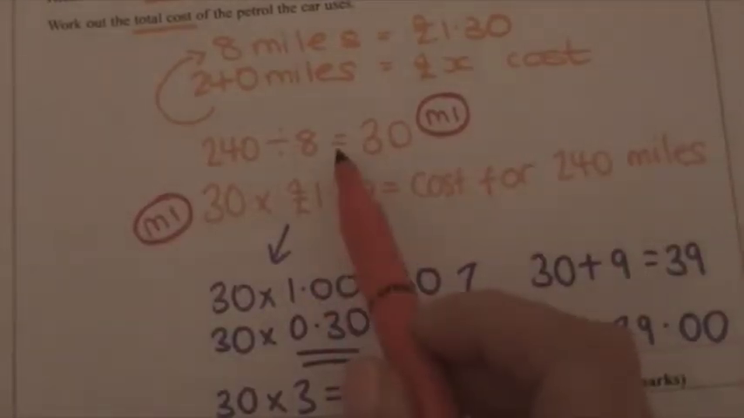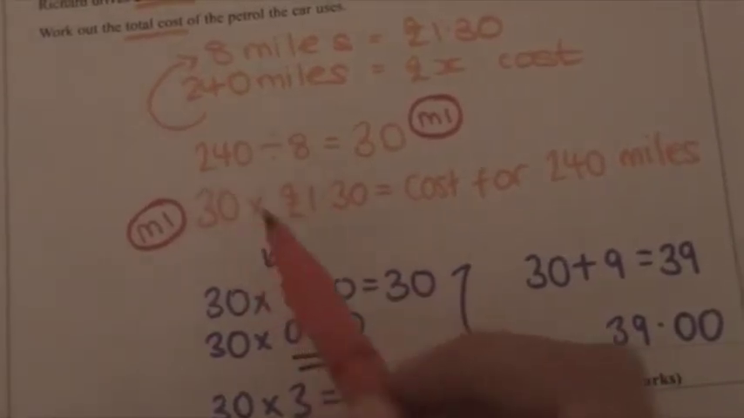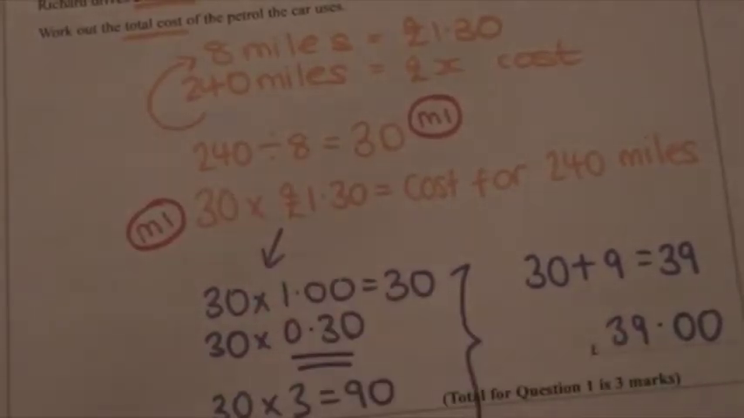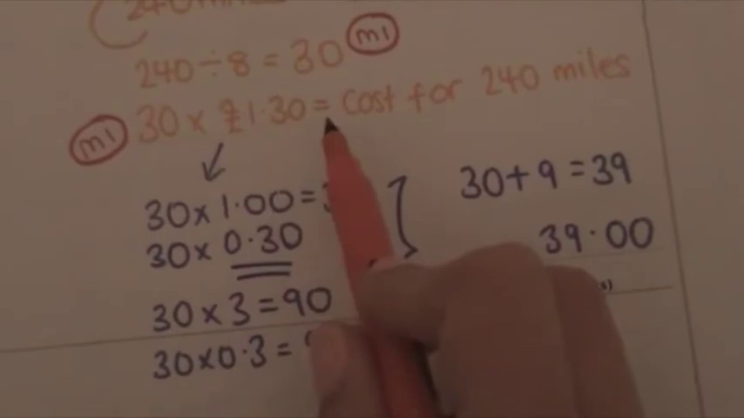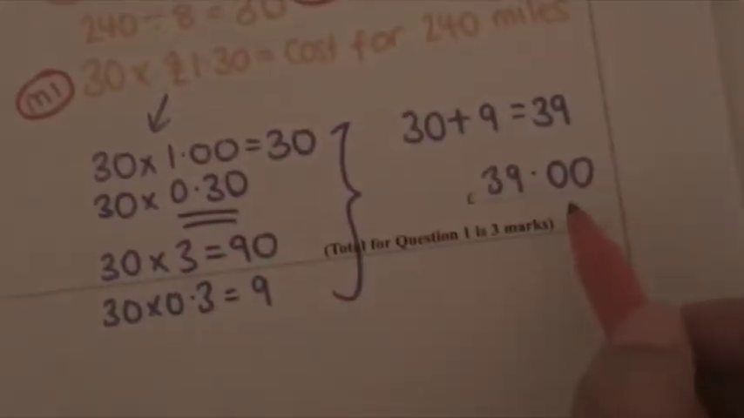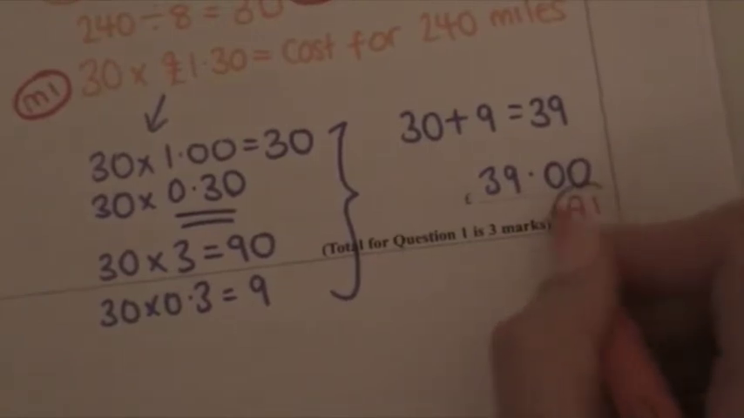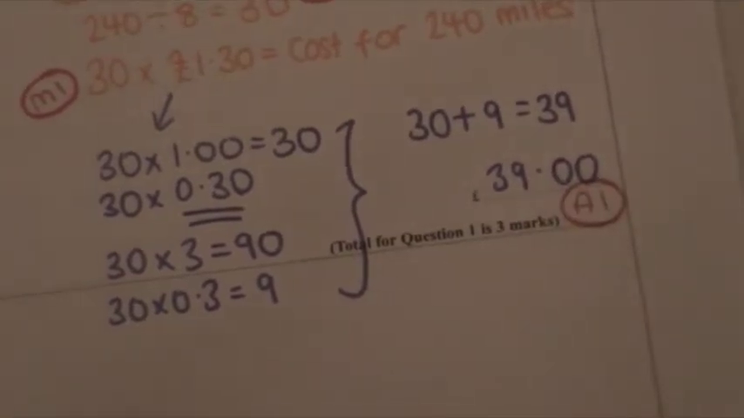So my first one was for working out 240 divided by 8. My second method mark was 30 times 1.3. That needed to be seen. And the last mark is an accuracy mark or answer mark for timesing 30 by £1.30 correctly and getting 39 or 39.00. So an accuracy mark for stating what your answer was.